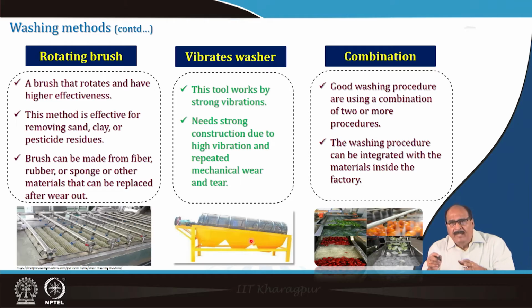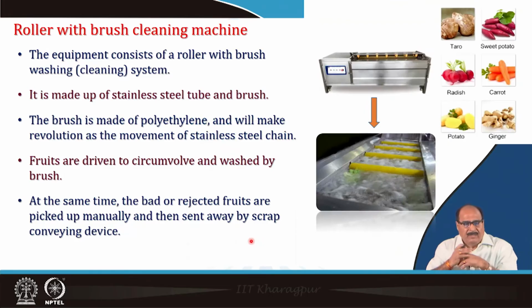It is good practice in industry to follow a combination of methods, that is, some pre-washing method, air cleaning, etc. So, a good washing procedure uses a combination of two or more procedures. The washing procedures can be integrated with the material handling inside the factory. Here, you can see a roller with brush cleaning system. Rolling as well as brush cleaning are both used.